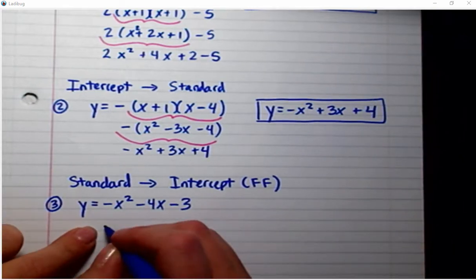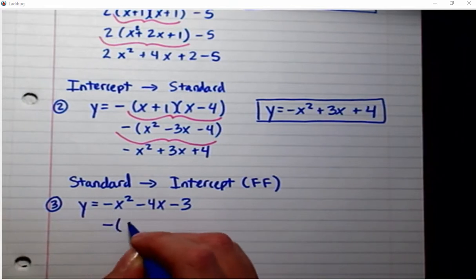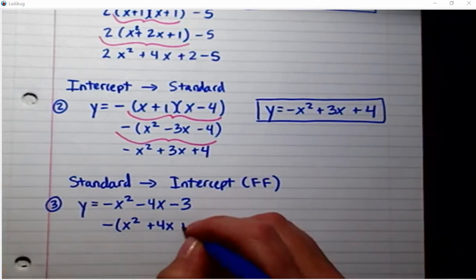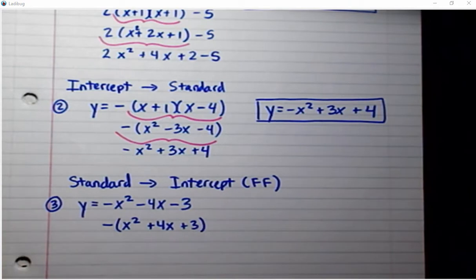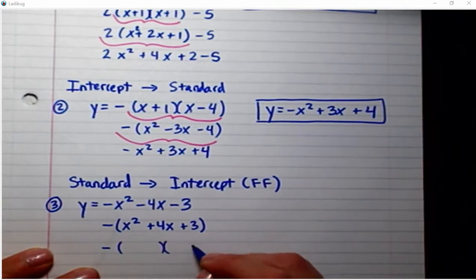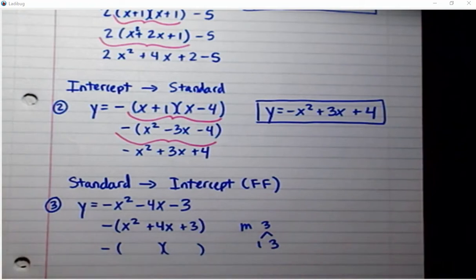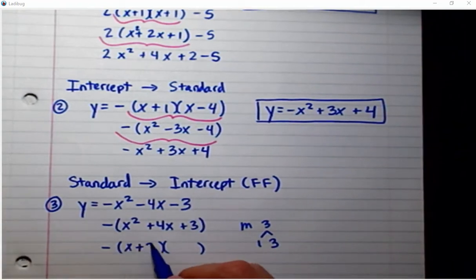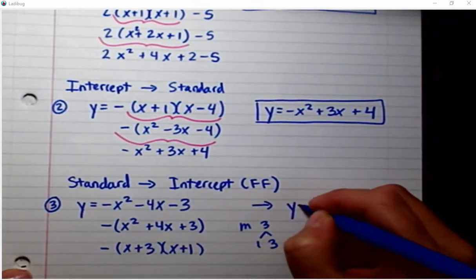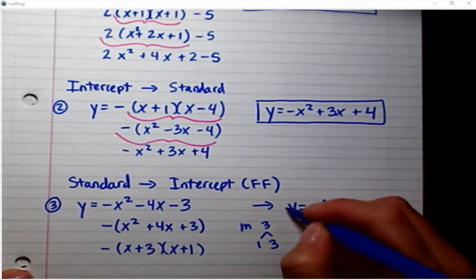So if I need to factor this, I need to first take out that negative, right? Don't factor with a leading negative. Watch my signs change as I undistribute. Okay, and factor. Okay. So can I multiply to 3 and add to 4? Yes. x plus 3, x plus 1. So y equals negative (x plus 3)(x plus 1).